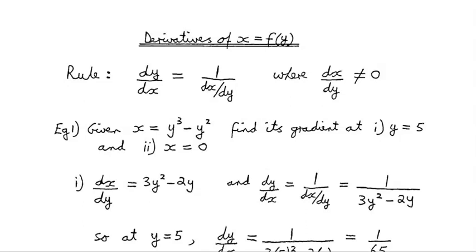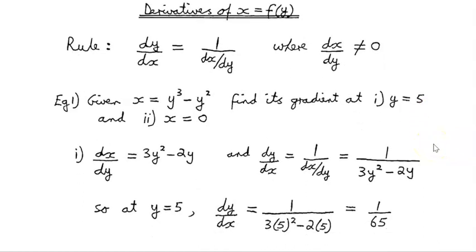So as an example, let's say we're given x equals y cubed minus y squared. So here we go, x equals a function of y. Find its gradient at y equals 5, and also at x equals 0, sorry, part 2, I meant by that.